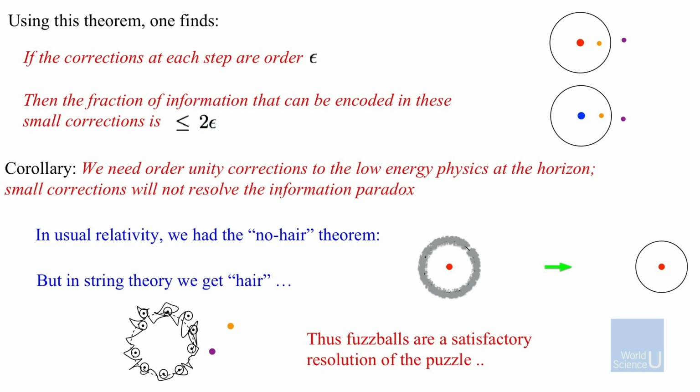I just wrote that in this slide. If the corrections at each step are of order epsilon, epsilon could be like 0.01, 1%, then the fraction of information that can be encoded is less than or equal to 2 epsilon. It will be 2%. So then you actually cannot fix it by this method. And so now we have a real problem. If we don't completely change the structure of the black hole, we can't solve it.